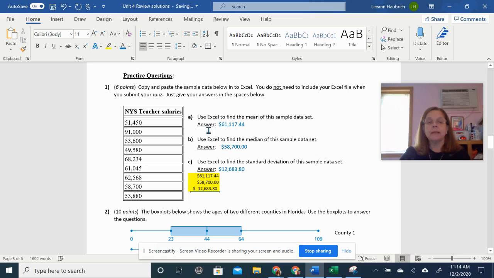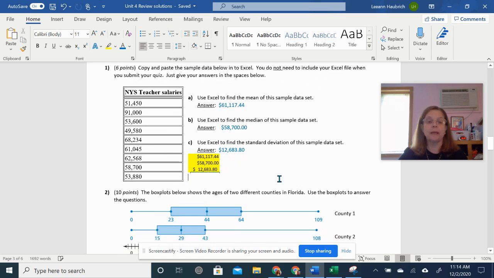it looks like the average, the mean salary is about $61,000. The median is 58. This standard deviation of 12,000 could be 12,000 up or down. I bet if this 91,000, which is an outlier compared to everything else, was not here, the values here would be much closer and this would be smaller. But it's what we have.